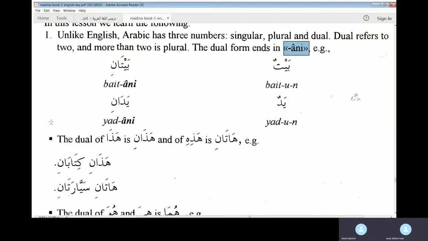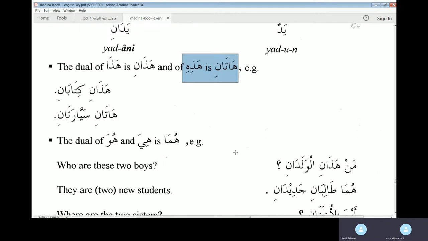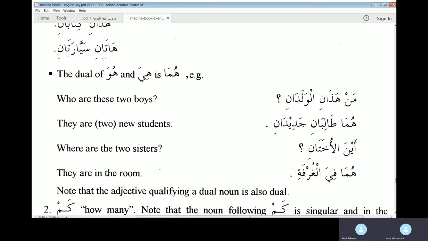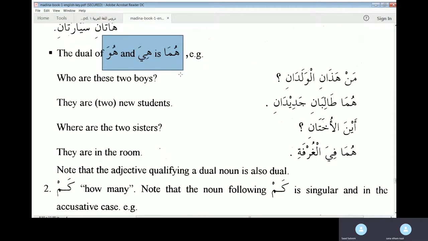The dual of hadha is hadhani, and the dual of hadhihi is hatani. For example, hadhani kitabani. These are two books. Hatani sayyaratani. These are two cars. And the dual of huwa and hiya is huma. For example, man hadhanil waladani? Who are these two boys? Huma talibani jadidani. They are two new students.